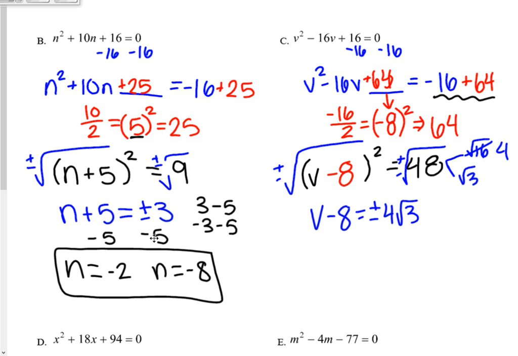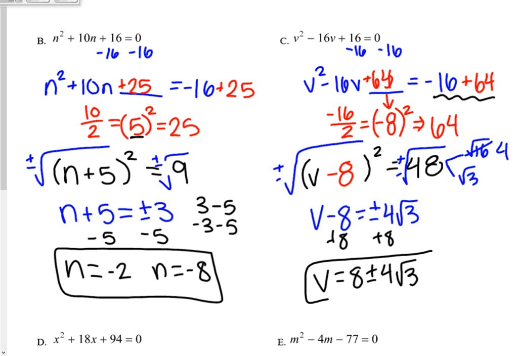Add 8 to both sides. 8 is not a like term here because it doesn't have that square root of 3 with it, so we're just going to have 8 plus or minus 4 square root of 3.